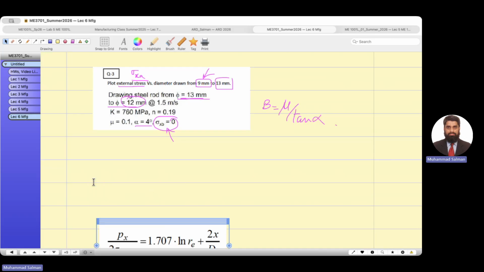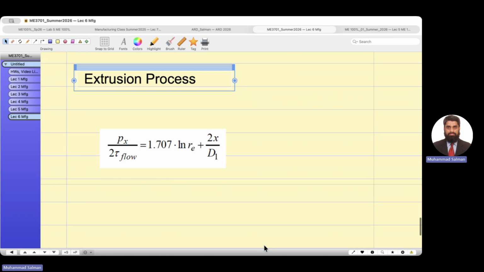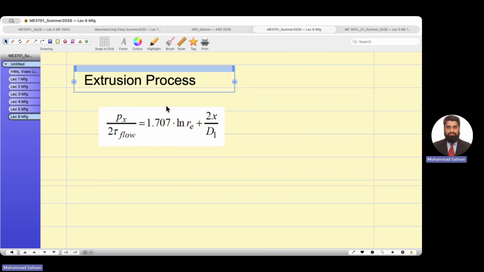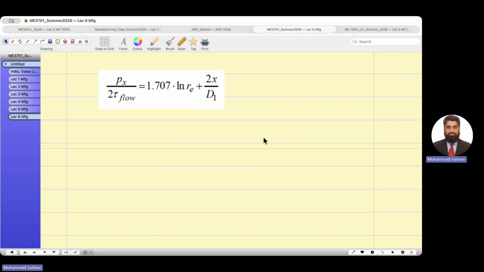This formula should be in your formula sheet. I'm not going to test you on the extrusion process this Thursday. This will be in our quiz next week. And I will give you some solved problems so that you should also learn from the solution or the homework. But some problems you will solve by yourself, some problems I will give you. Is that okay? So let's do one problem here.